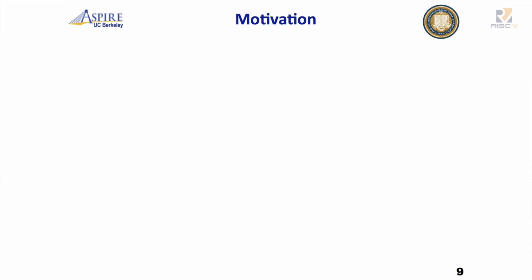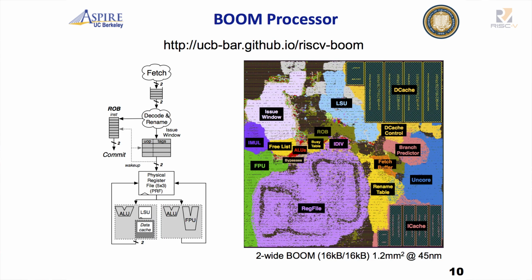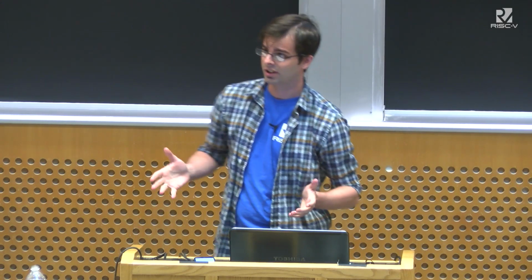It's a bit of work. Why do this? As my day job, I work on building the Berkeley out-of-order machine, a RISC-V out-of-order superscalar, parameterizable. It's open source. You can download it, play with it, check it out. Tell me what you think. I accept pull requests.